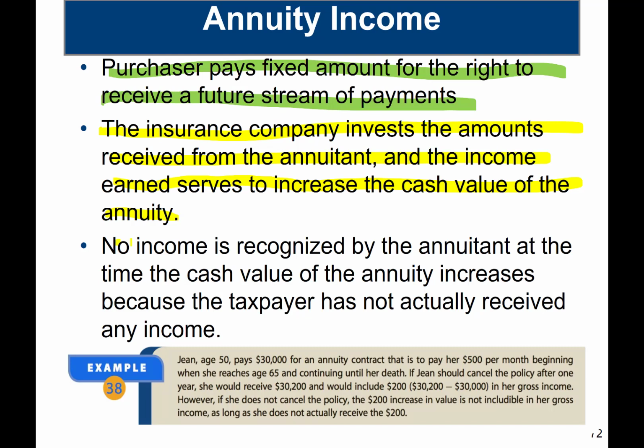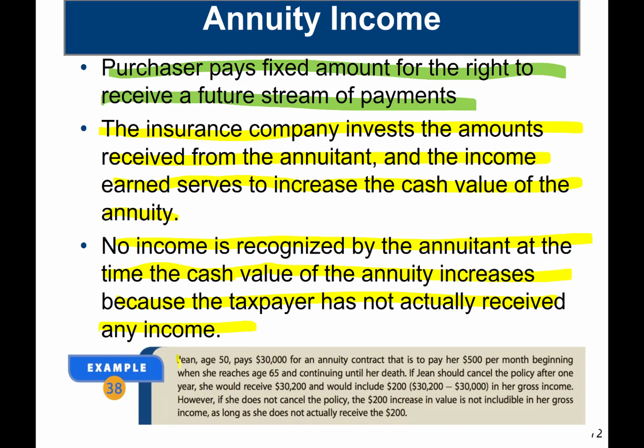Now, no income is recognized by the annuitant at the time the cash value of the annuity increases, because the taxpayer has not actually received any income. Again, they would have to cancel the annuity to get that money. That's a substantial limitation. Remember, we talked about that last time. So as it grows, you don't have to do anything.